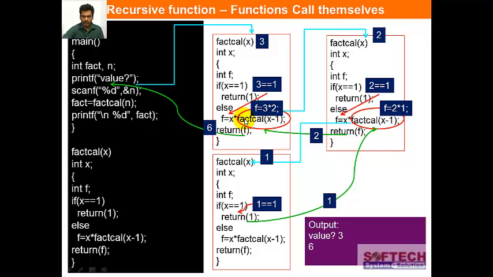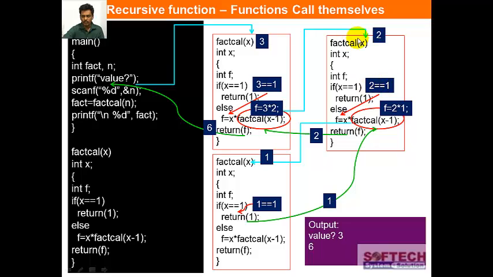So it takes another copy of that function. The fact call takes another copy. This is another copy, and it transfers 3 minus 1, which means 2. So this x is the next copy's variable. The first copy's x memory location is different from this one. So this x is in a different memory location, and that location has 2. Then f is also in a different location.